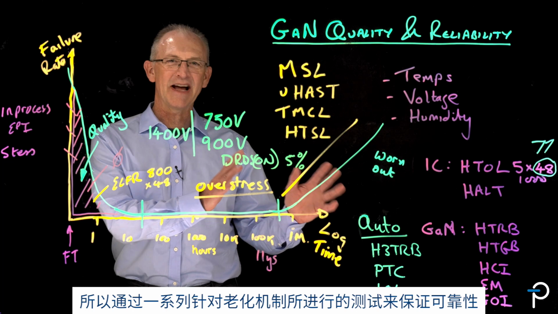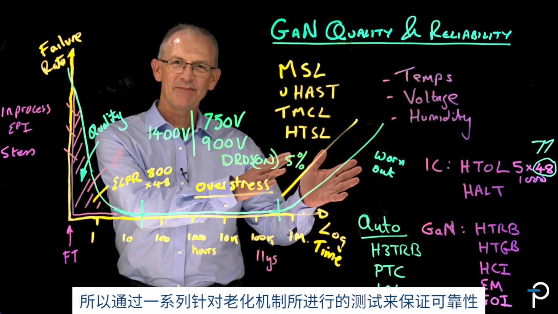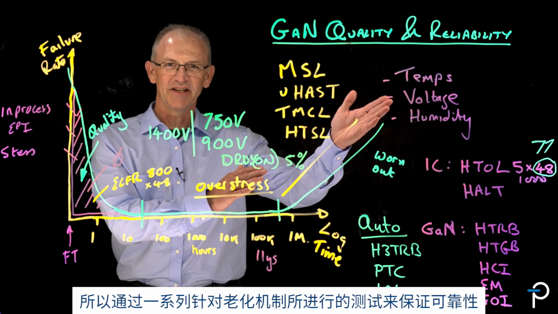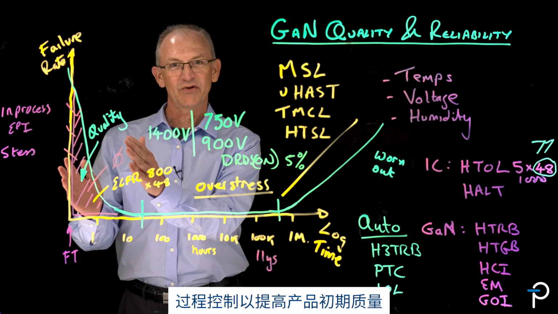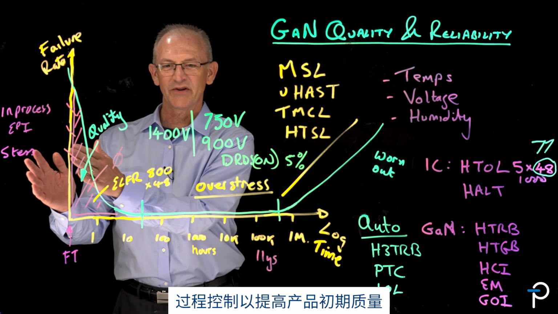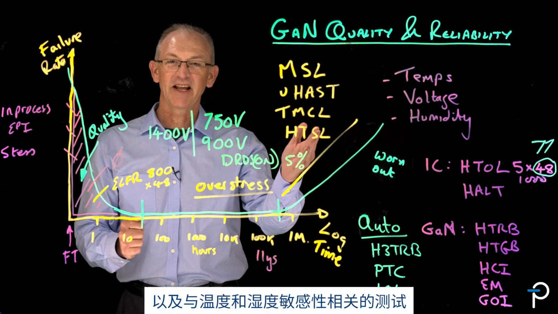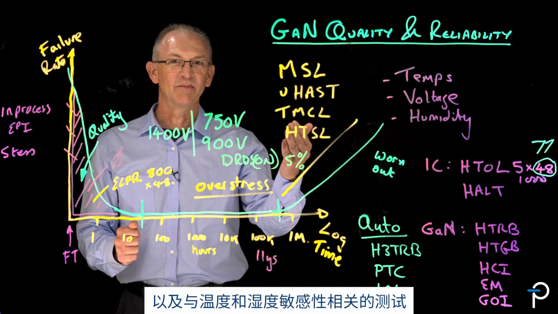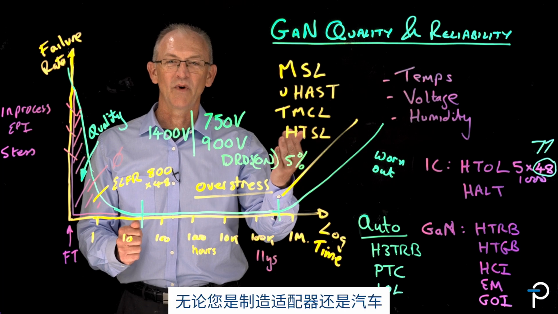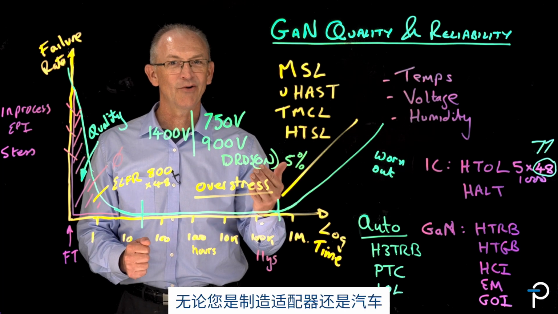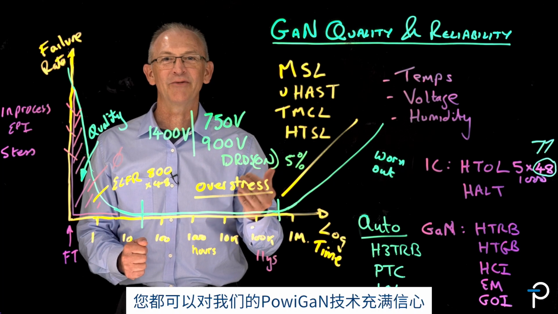So with this battery of tests for wear-out mechanisms to ensure reliability, for initial quality, process monitors, voltage margin, and tests related to temperature and moisture sensitivity, whether you're making an adapter or an automobile, you can have confidence in PowiGaN.